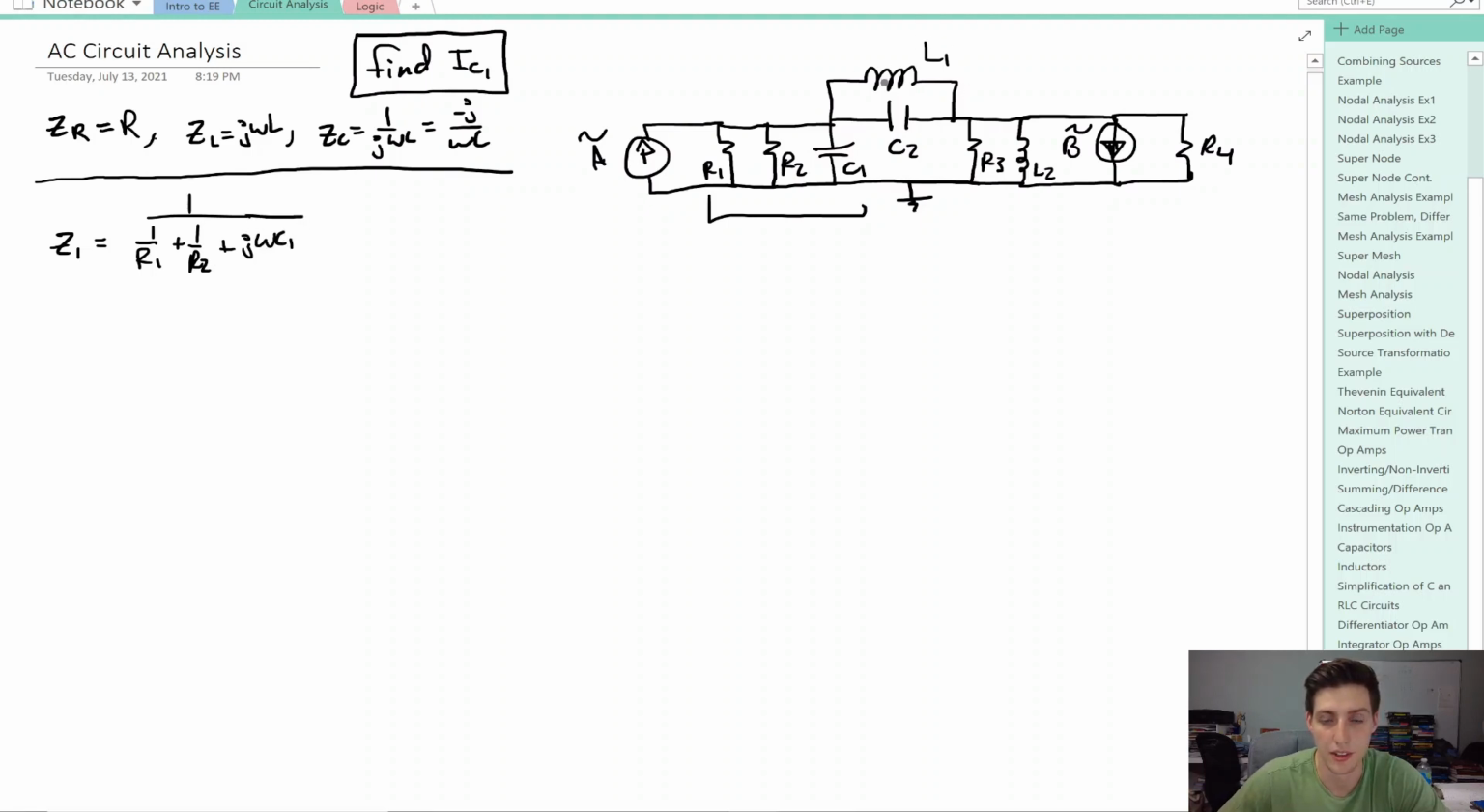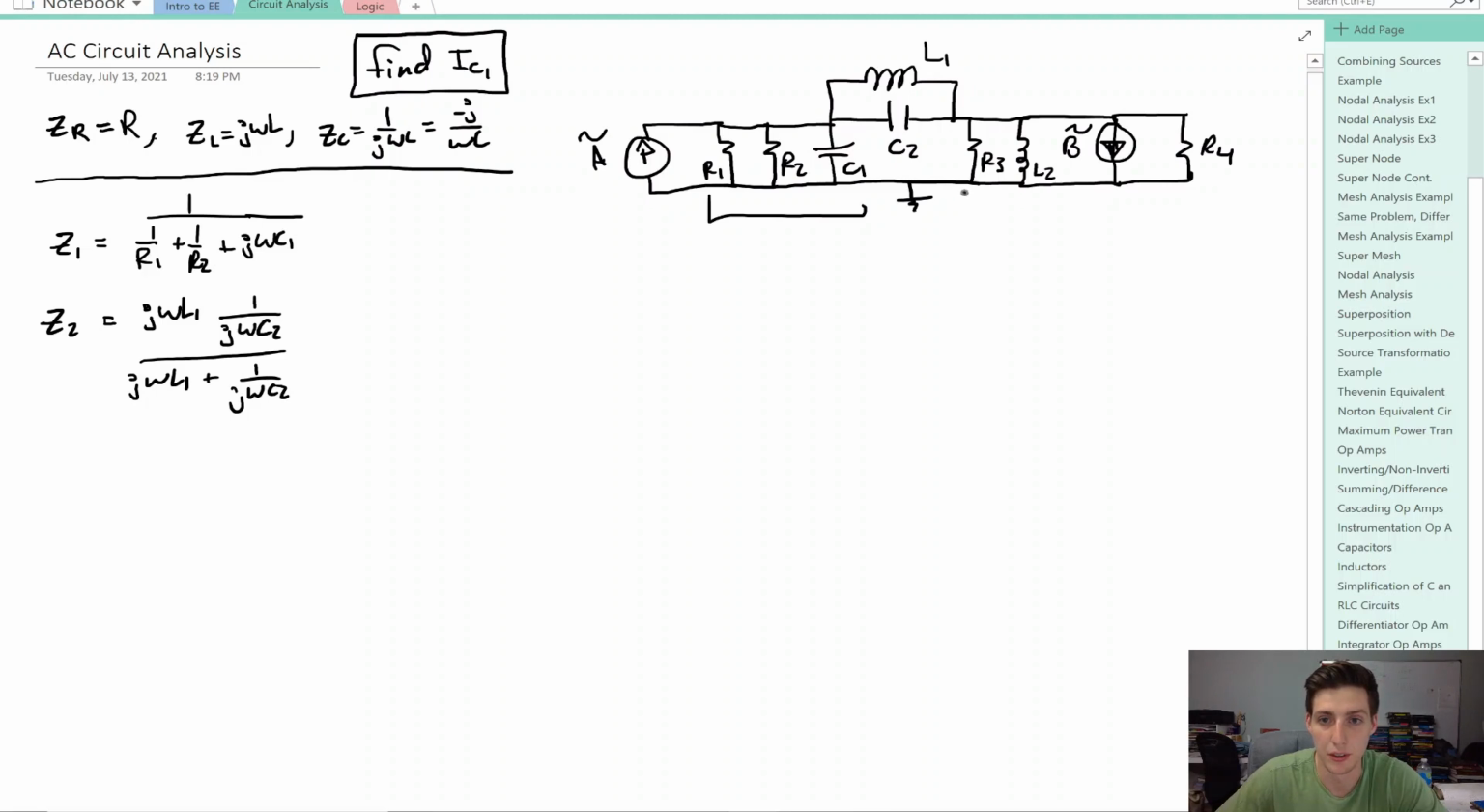Next, we can look at this inductor and capacitor, and just group those together as Z2. That's going to be equal to j omega L1 times 1 divided by j omega C2, divided by j omega L1 plus 1 divided by j omega C2.